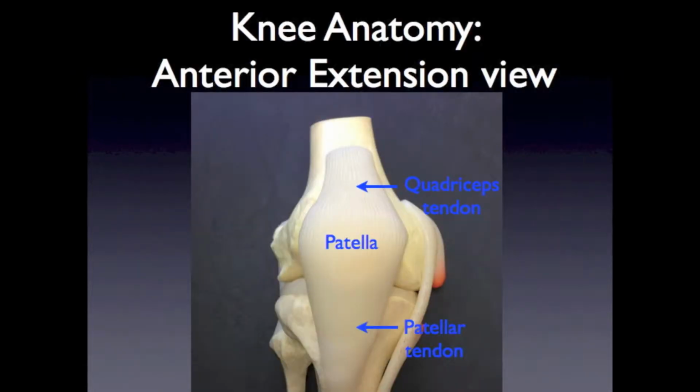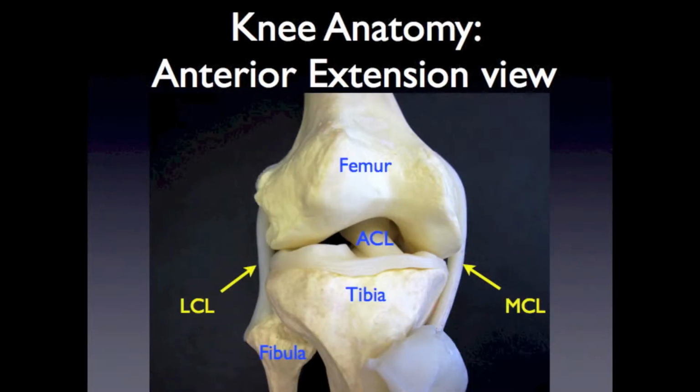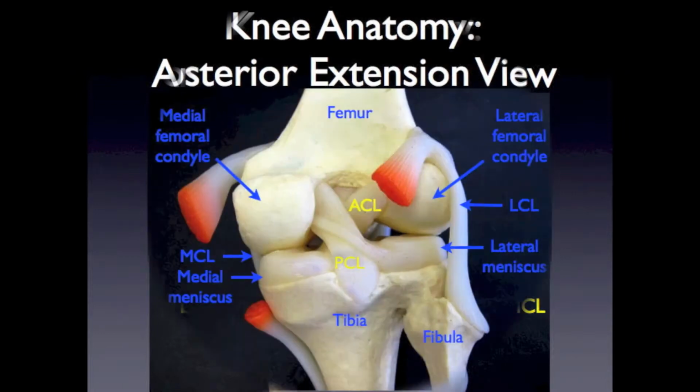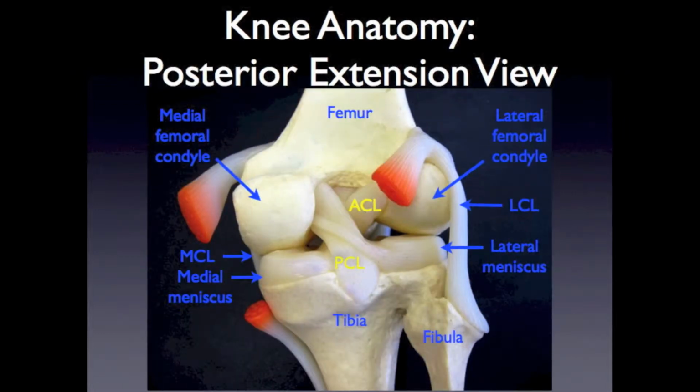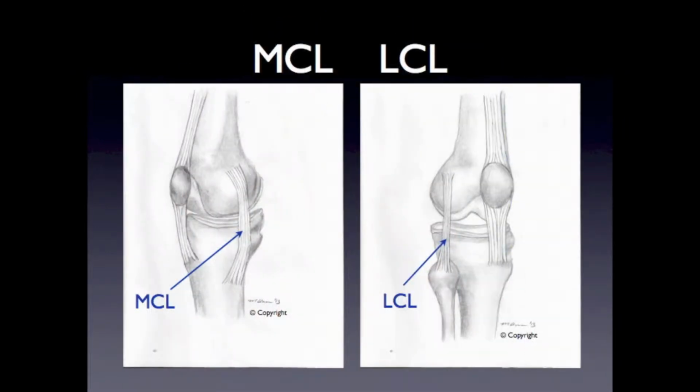On the anterior view of the knee, you can appreciate the patella within the quadriceps tendon and the patellar tendon. In addition, on the medial and lateral aspects of the knee are the MCL and LCL respectively. On the posterior view of the knee, the ACL and PCL are visible crossing each other within the joint. This is a representation of the medial and fibular collateral ligaments.